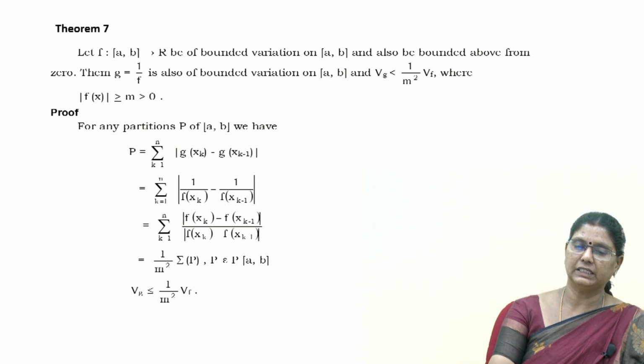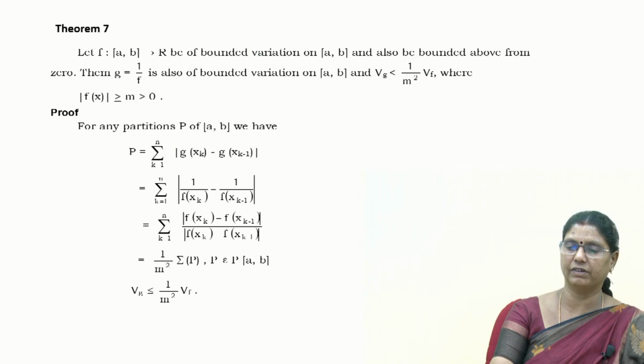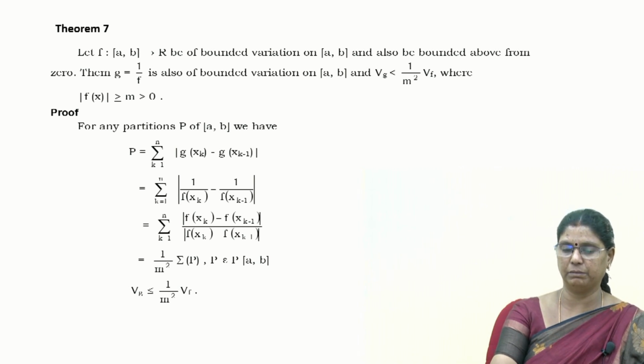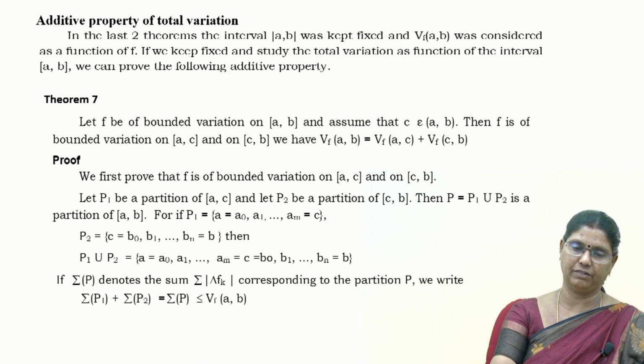To show that, we consider a partition P of the closed interval [a, b], and we can write this as the summation over P of modulus of g of xk minus g of xk minus 1. Since g equals 1 by f, we can write the above as the summation of 1 by f of xk minus 1 by f of xk minus 1. If we cross multiply this, we finally get 1 by m square into the summation over P, where P belongs to the partitions of the closed interval [a, b], and that is nothing but 1 by m square into Vf. Thus, Vg is less than or equal to 1 by m square of the total variation of f.